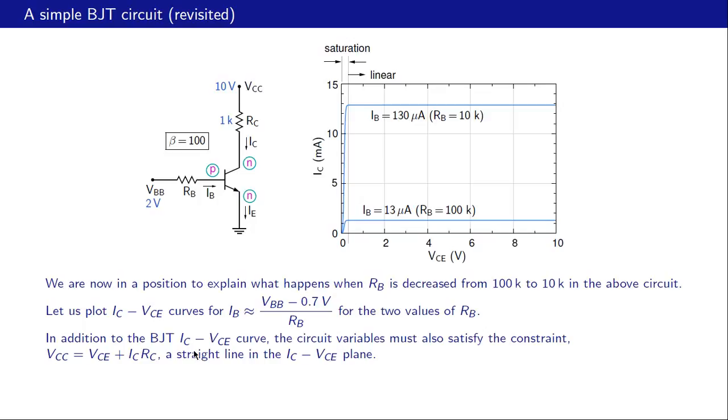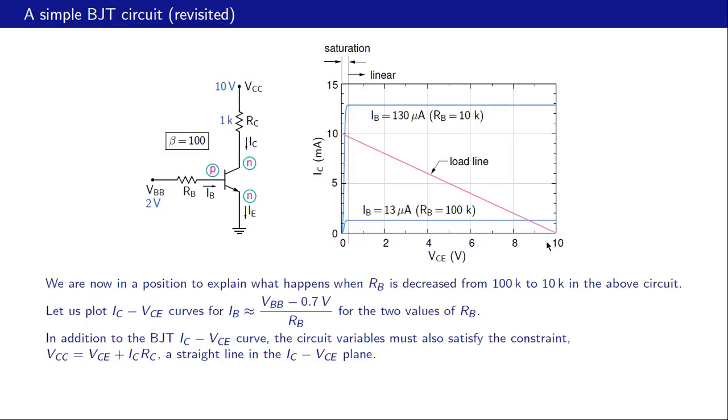So in addition to the BJT IC-VCE curve, the circuit variables must also satisfy the following constraint, and let us see where this is coming from. VCC equal to VCE plus ICRC. VCC must be equal to this voltage plus this voltage. Now this is just VCE, that is this variable here, and that voltage drop is ICRC. Now this equation essentially looks like a straight line in the IC-VCE plane, and let's plot that straight line now, and that is what it looks like.